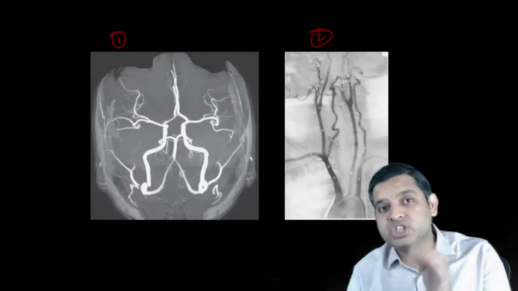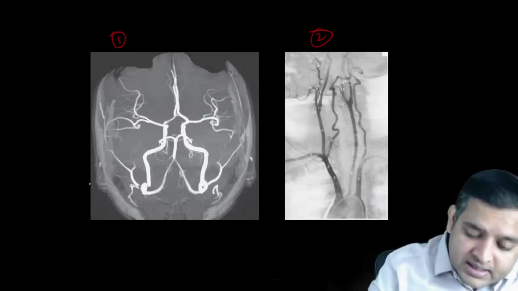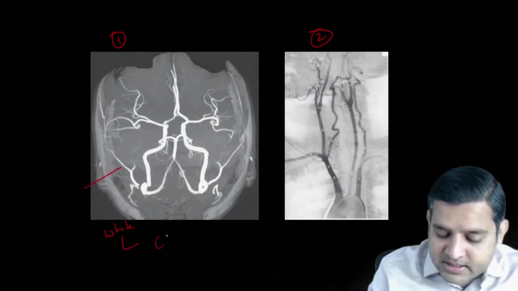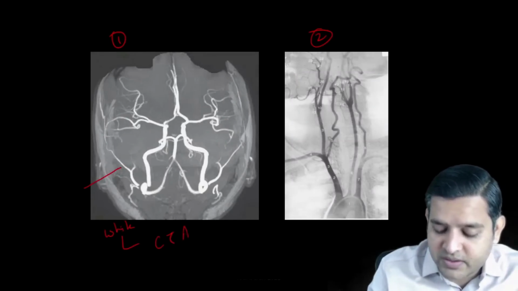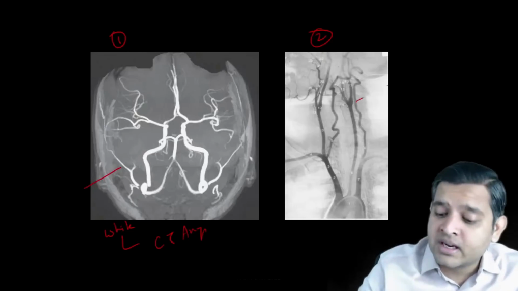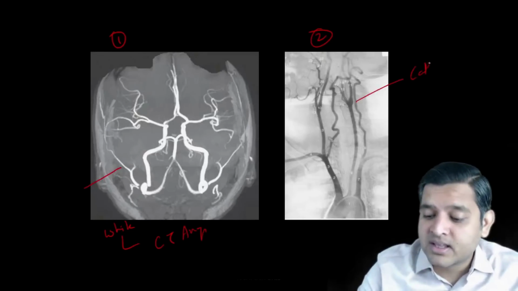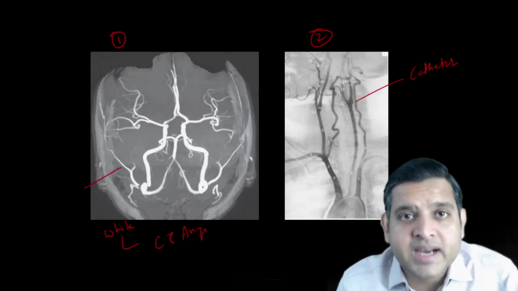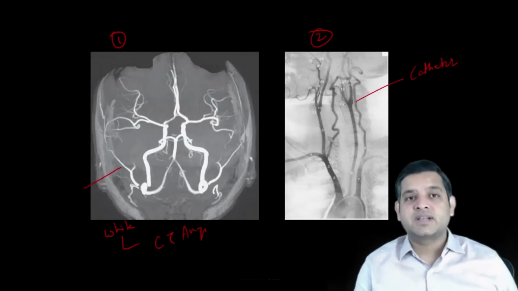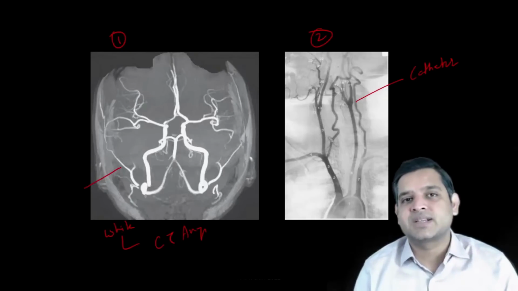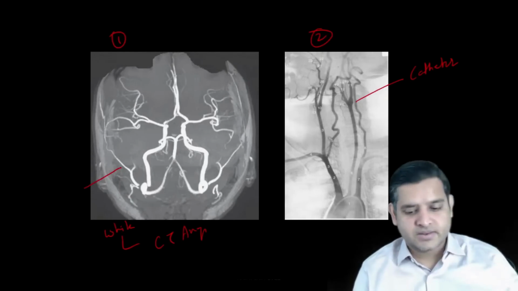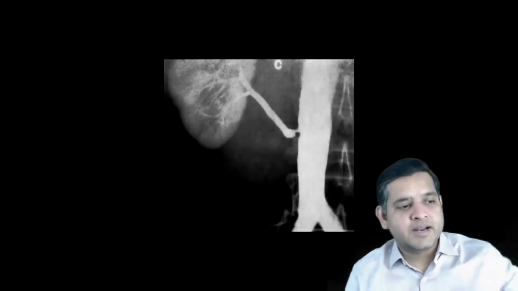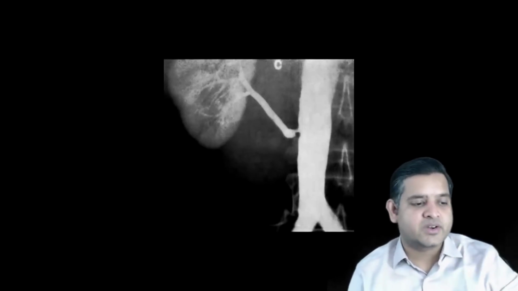And then we're going to use a cheat code. And what is that cheat code? Look at the colors of the vessel. If the color of the vessel is white, it's a CT angiography. If the color of the vessel is black, it's a catheter angiography. So you can identify on the basis of color whether it's a CT angiography or a catheter angiography. Are you getting it? Okay, all right. Anybody who can tell me what is the name of this investigation and what is the diagnosis?